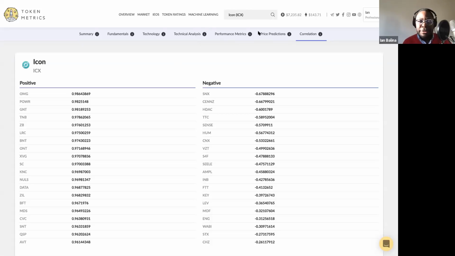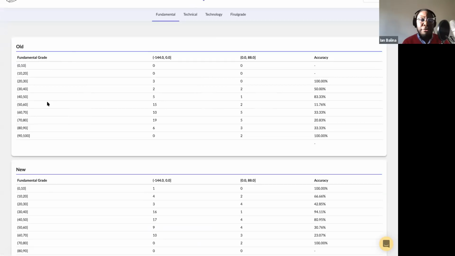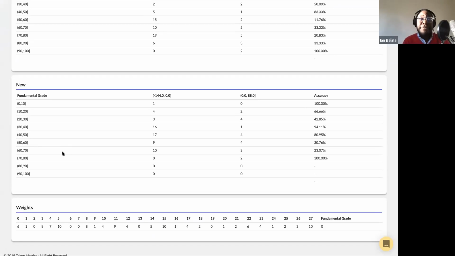And then our team is also making updates to the machine learning page. We do understand this page is very complex to read. However, we'll be launching a new version that will be a lot easier. But the way to really read this right now is, we're very transparent with you. This is the old grade, meaning the prior grade in the machine learning system. And the new grade is the one the model has found that is a lot better than the prior grade. So for example, if we have a particular way of rating cryptocurrencies for fundamental analysis, we then test our assumptions and see if the computer can come up with a smarter or more accurate way of grading fundamental analysis. And over here, it shows you the accuracy.